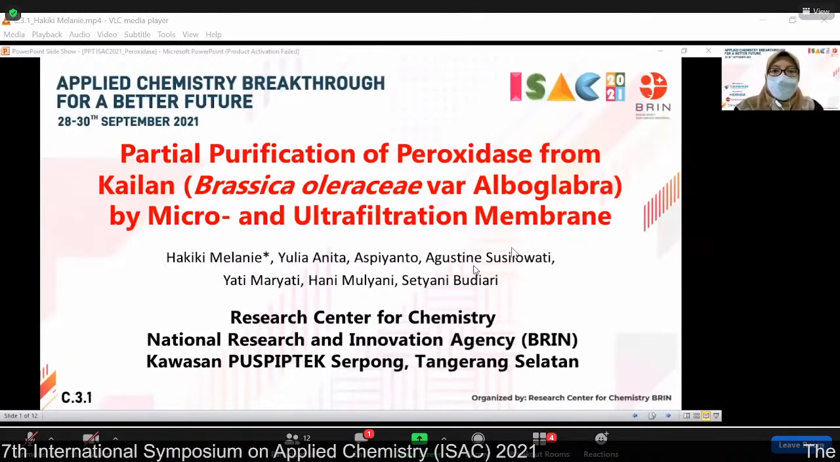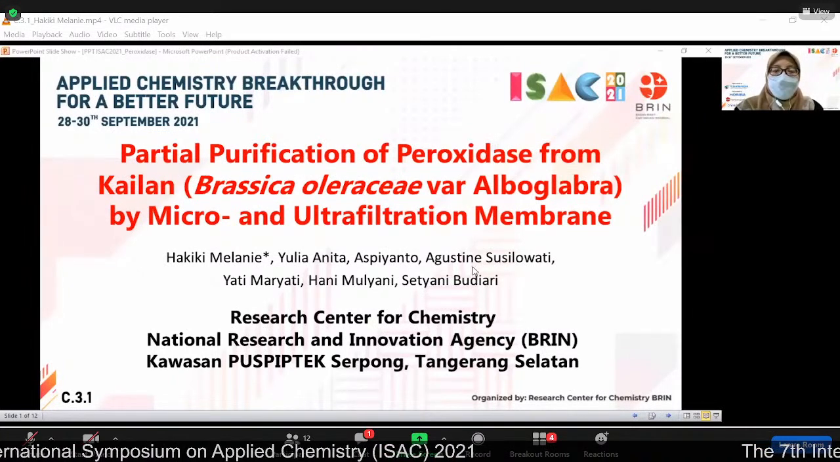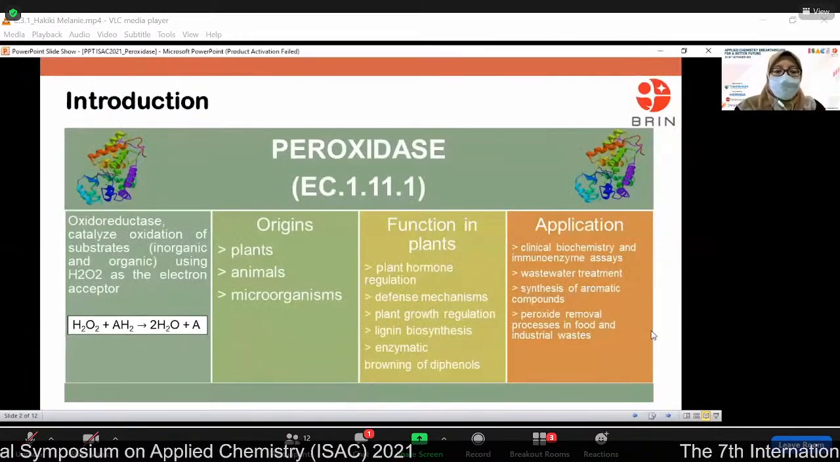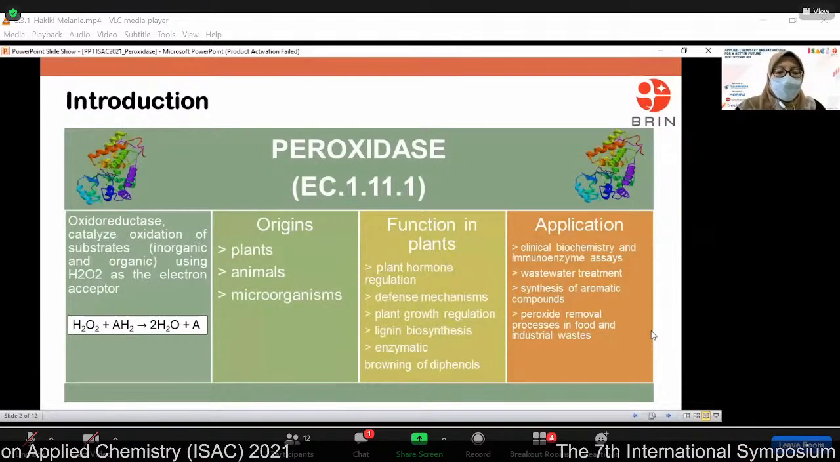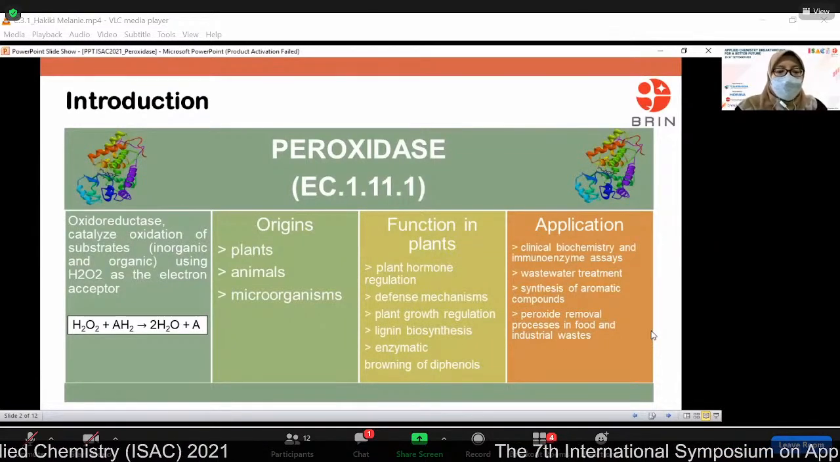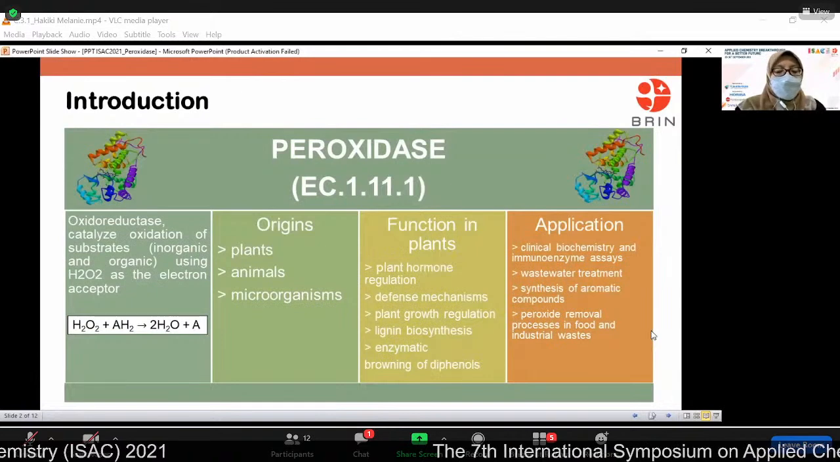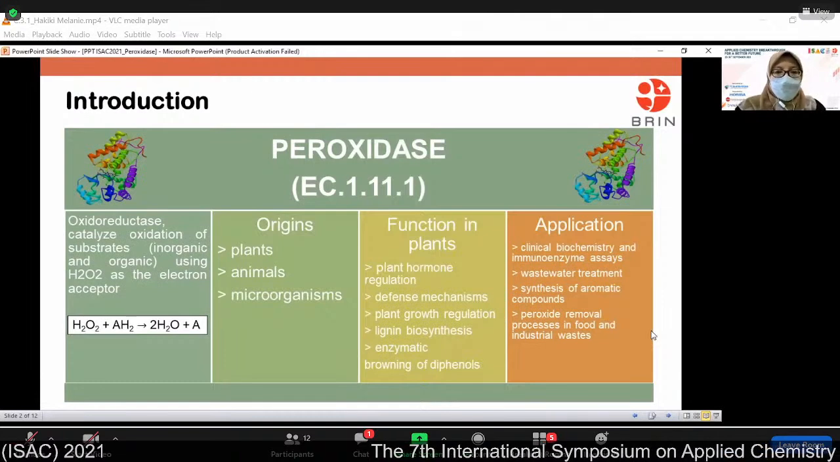Thank you for giving me time to present one of our research with the title Partial Purification of Peroxidase from Kailan by Micro and Ultrafiltration Membrane. Peroxidase represents a large oxidoreductase known to catalyze the oxidation of substrates, including inorganic and organic, using hydrogen peroxide as the electron acceptor. This enzyme has a common catalytic mechanism for the degradation of hydrogen peroxide, which is a 2-electron oxidation reduction with 3 distinct steps.